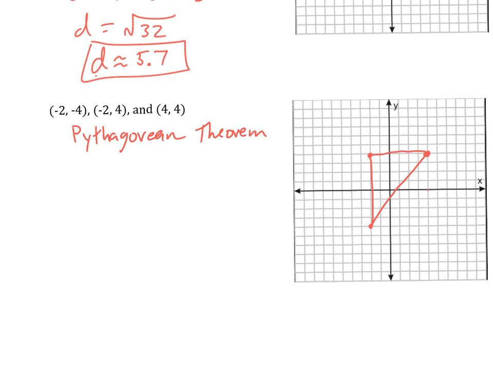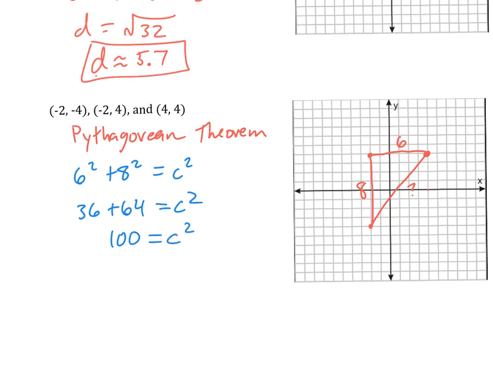We can figure out the lengths of our legs. This is 1, 2, 3, 4, 5, 6, and 1, 2, 3, 4, 5, 6, 7, 8. So 6 and 8, and then we don't know this side over here. So let's use the Pythagorean theorem. We'll take 6 squared plus 8 squared is equal to c squared. That will mean we have 36 plus 64 is equal to c squared. 100 is equal to c squared. We'll take the square root of both sides to find out that c is equal to 10. And it's exactly equal to 10.